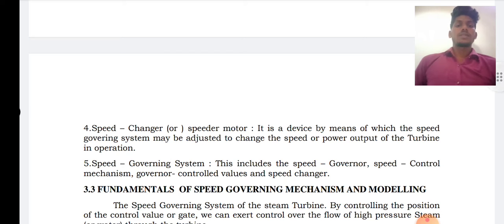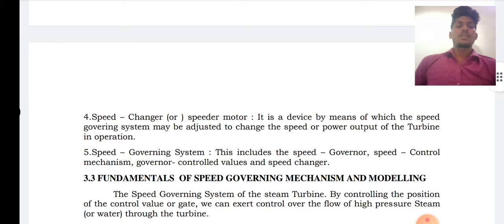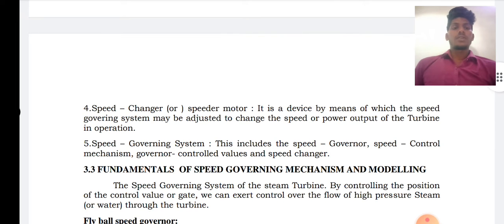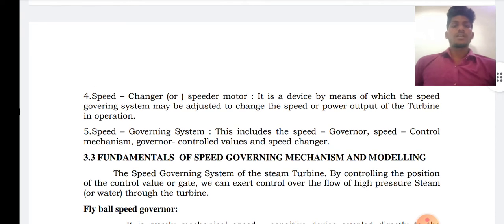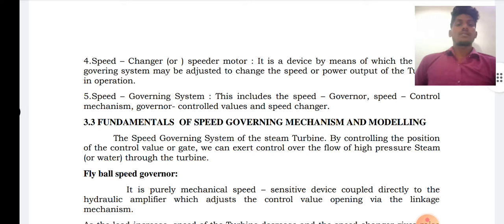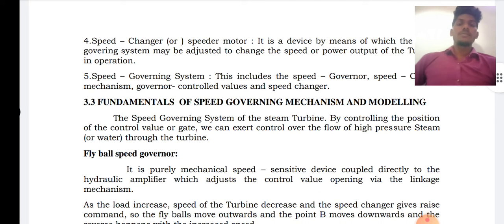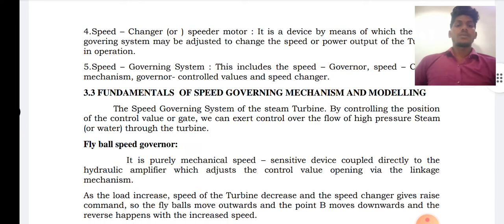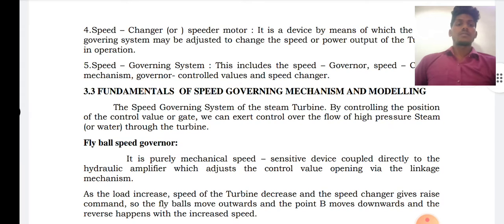Speed changer, or speed changer motor: the device by means of which the speed governing system may be adjusted to change the speed or power input of the turbine in operation. Speed governing system: this includes the speed governor, speed control mechanism, governor control valve and the speed changer. Fundamentals of speed governing: the speed governing system of the turbine controls the flow of high pressure steam through the turbine.